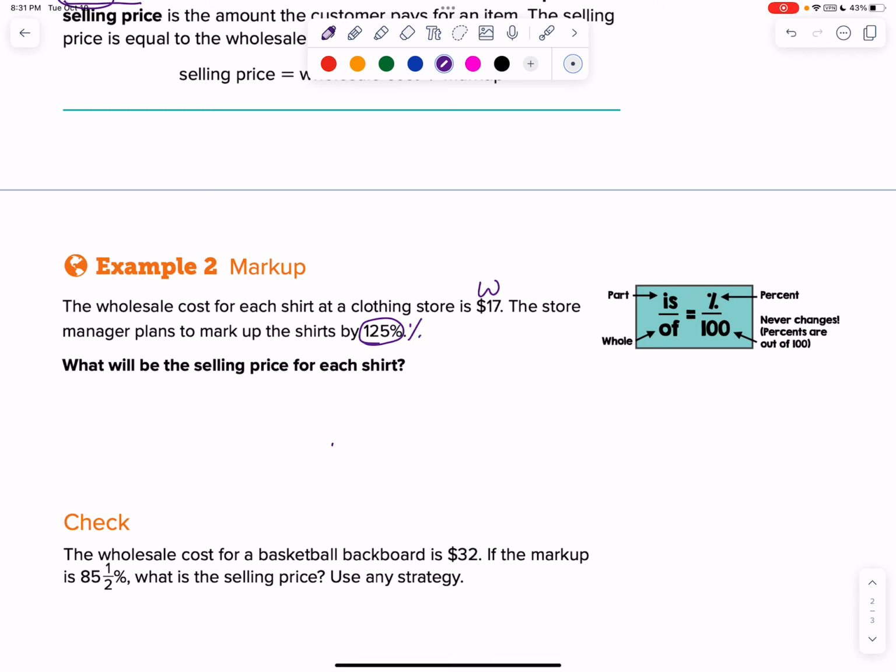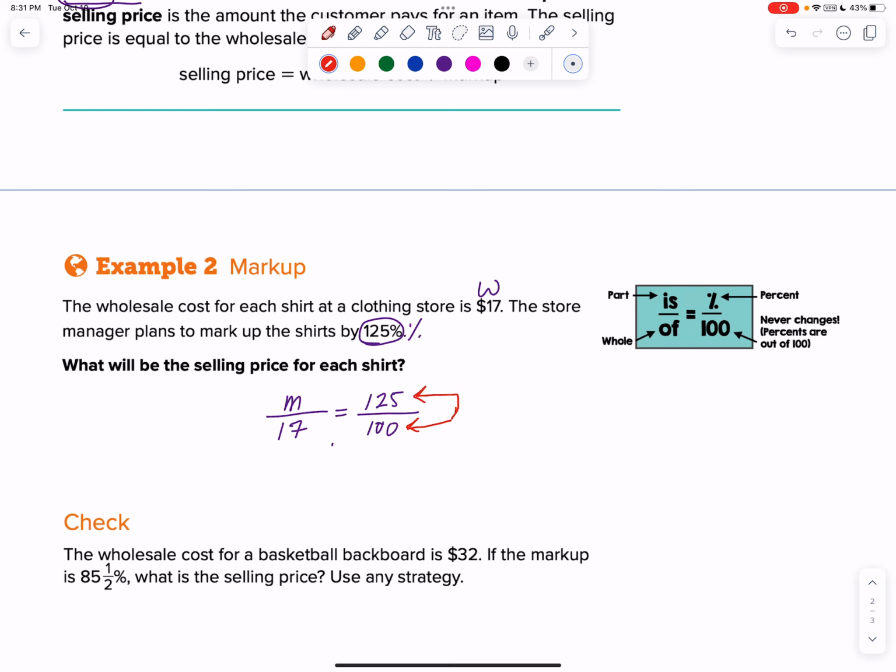Okay, but instead of a tip, let's put an M for a markup. So we don't know the markup. We do know that the whole or wholesale was $17. Create your proportion. Percent always goes on top here, and it's always out of what? If you said 100, you are correct.